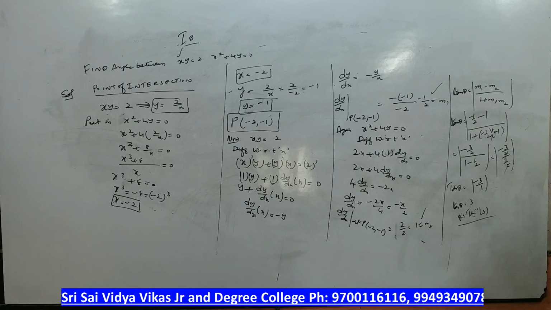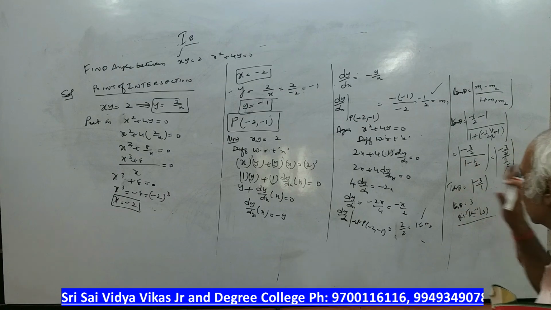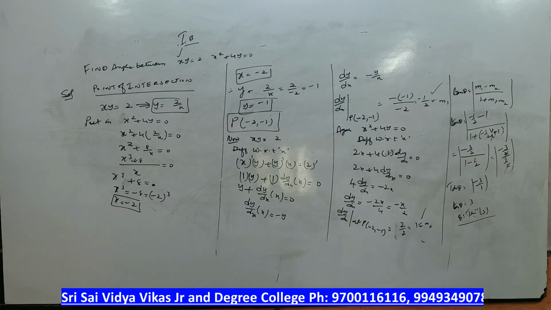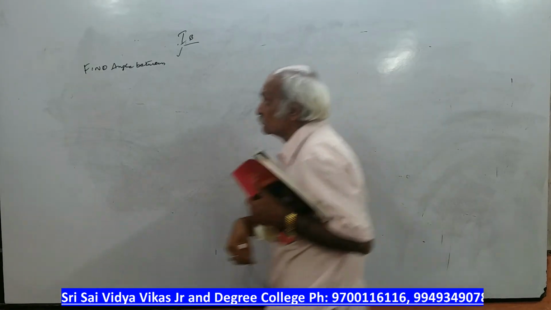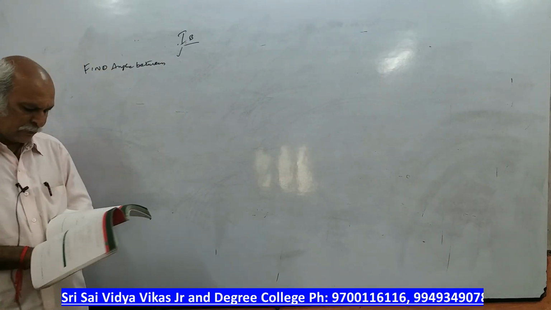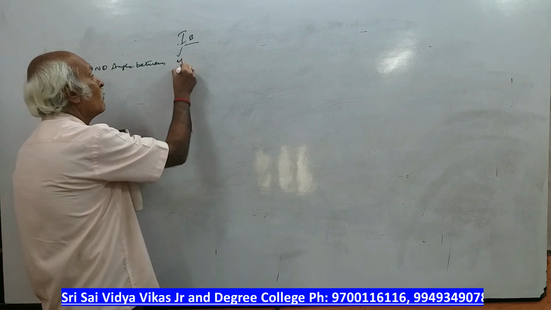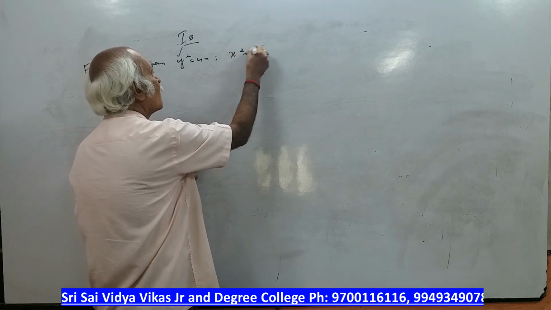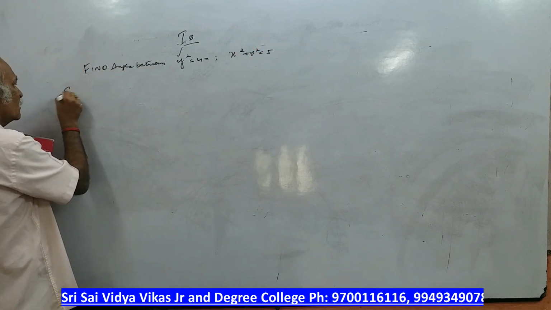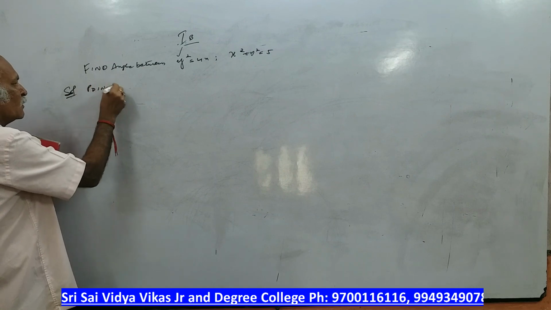Here the angle is not needed, sir. So first the point of intersection, next take the first curve, second curve, derivatives. Please note down. Next problem. Find angle between the curves. Y square is equal to 4x. Okay, solution. First answer, point of intersection.